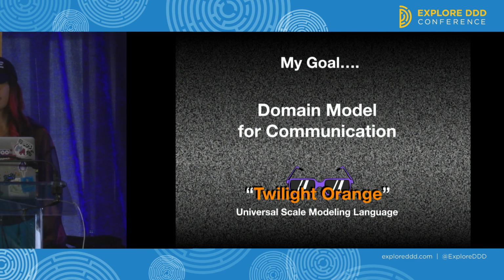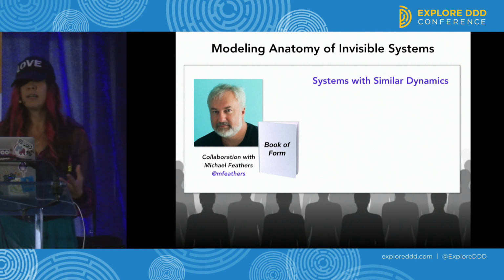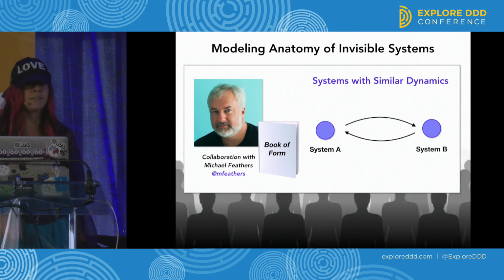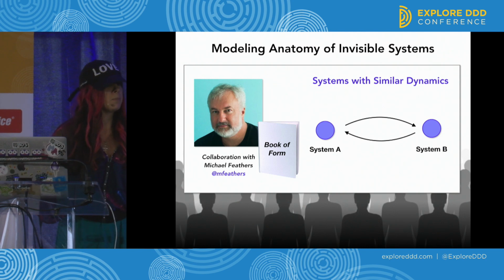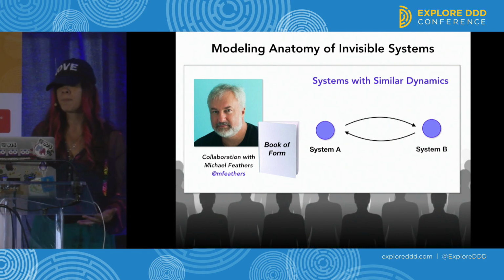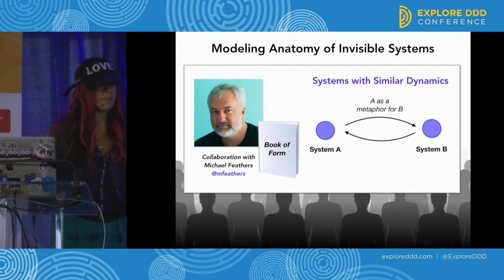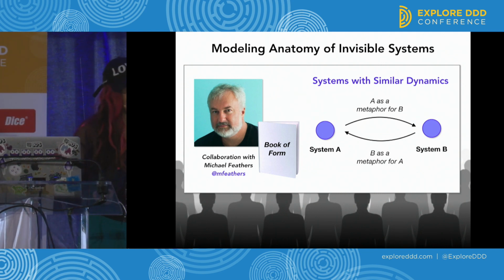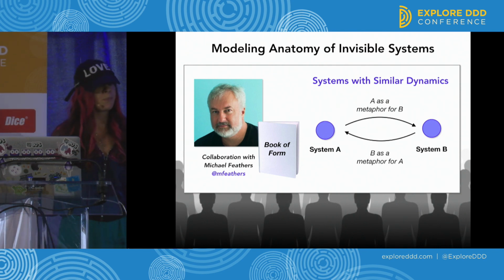So I've been doing some work collaborating with my good friend Michael Feathers on modeling anatomy of invisible systems. If you take systems with similar dynamics, say we got system A and system B here, the way we describe invisible systems a lot of times is through metaphor, right? And one of the things he started noticing was this pattern of people using system A as a metaphor for B, and system B also as a metaphor for A. And when you have this type of relationship, it says something about the similarity of the underlying systems.